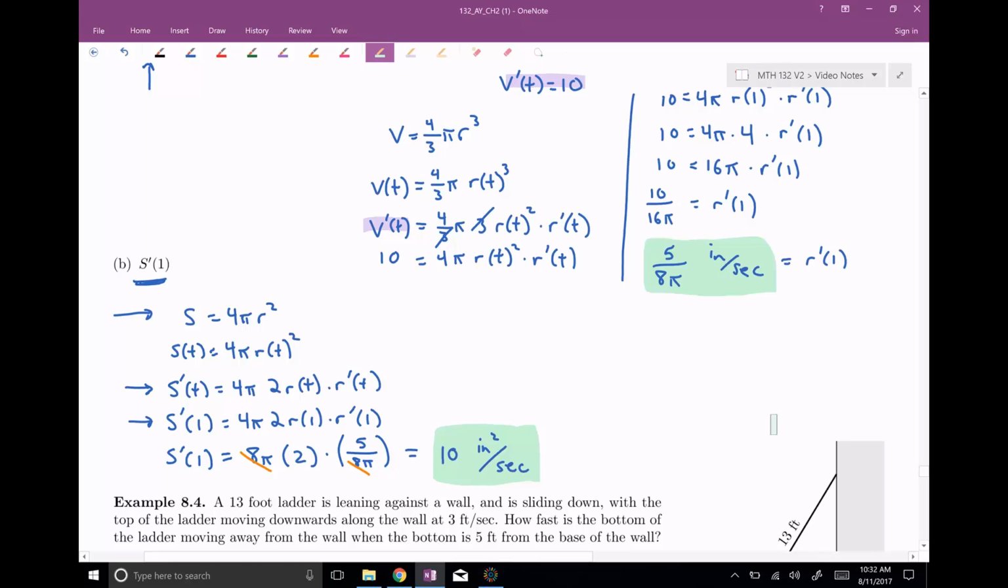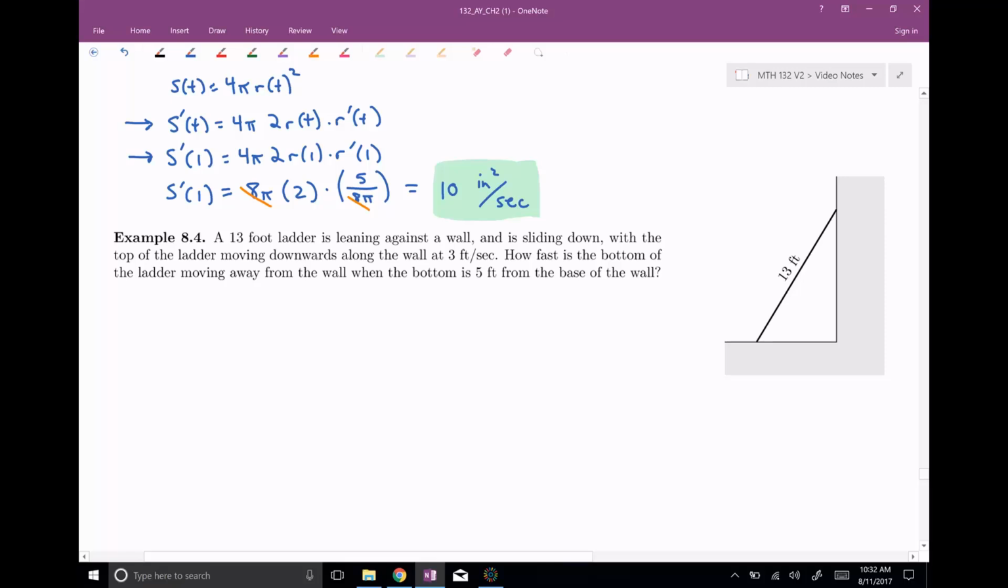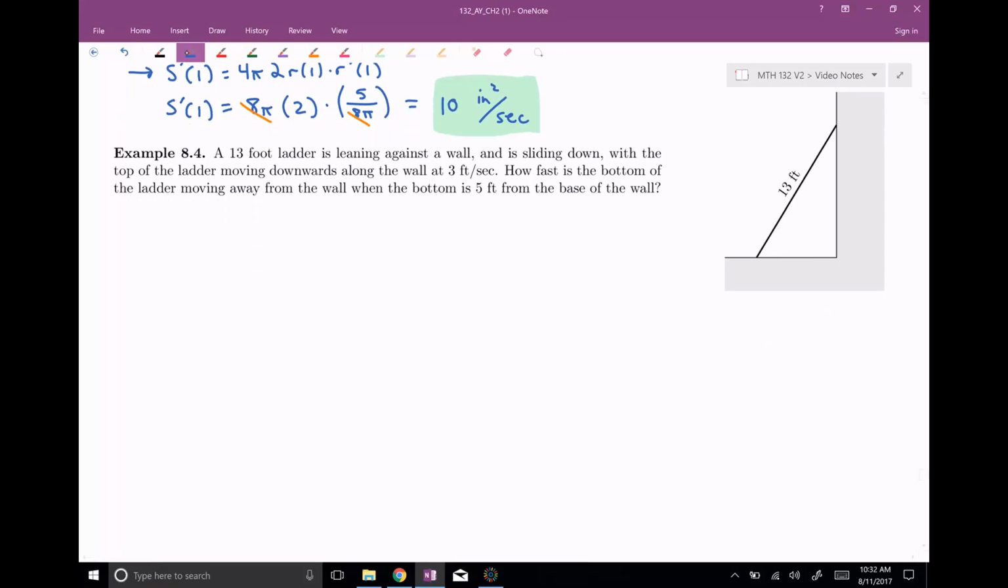All right, I have one more example for you, and this is a classic one. This shows up kind of everywhere, and you're definitely going to see a homework problem like this one. We have a ladder, a 13-foot ladder leaning against the wall, and it's sliding down. The top of the ladder is moving downwards along the wall at 3 feet per second, and the question is, how fast is the bottom of the ladder moving away from the wall when the bottom is 5 feet away?